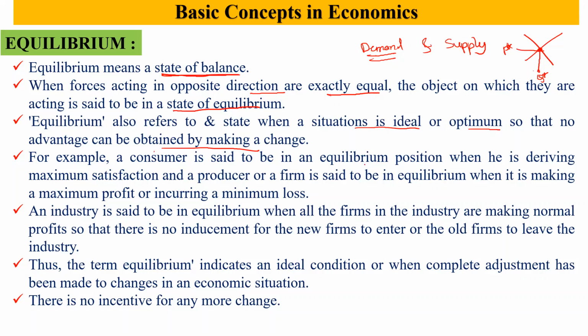For example, a consumer is said to be in equilibrium position when he is deriving maximum satisfaction, and a producer is said to be in equilibrium when he is making the maximum profit or incurring minimum loss. So here, the ideal situation also will represent the equilibrium. Thus, the term equilibrium indicates ideal condition or when complete adjustment has been made to changes in economic situation. There is no incentive for any more change. Such condition is called equilibrium.